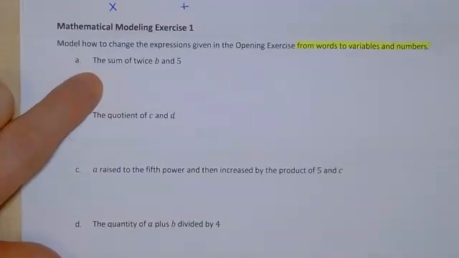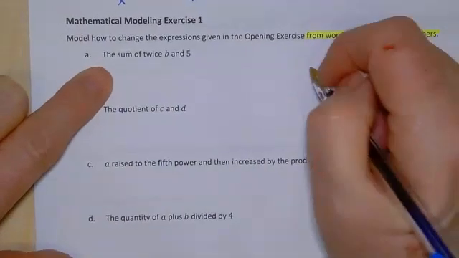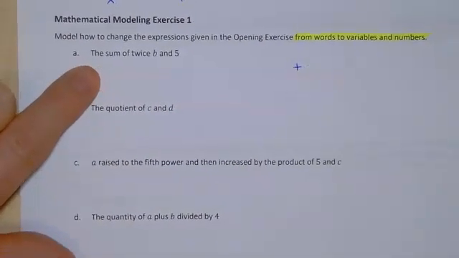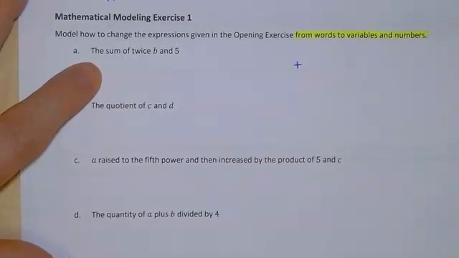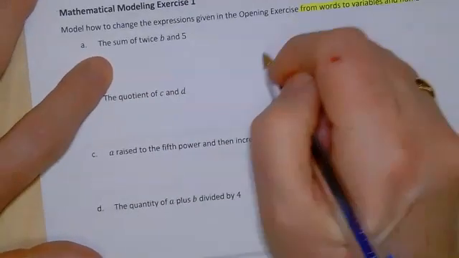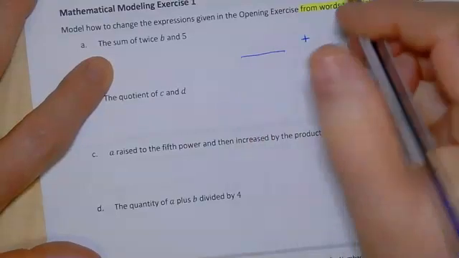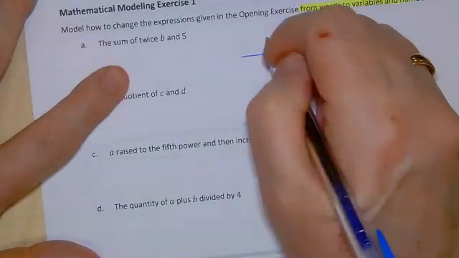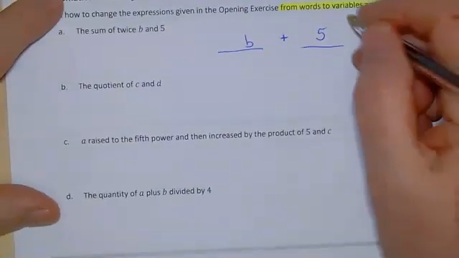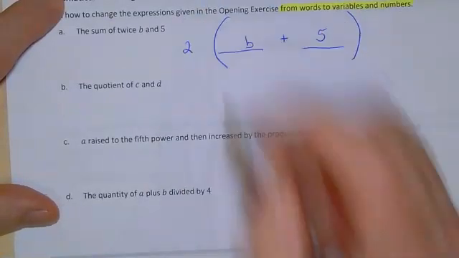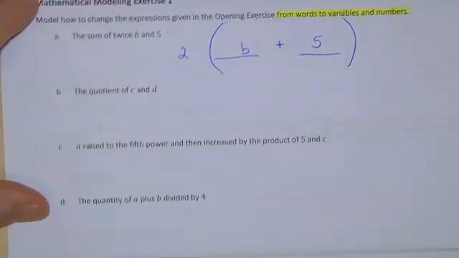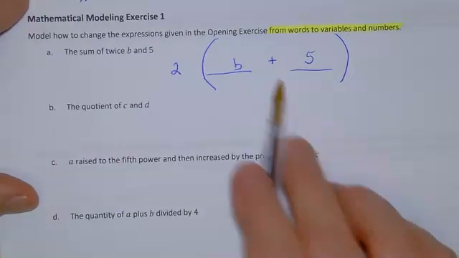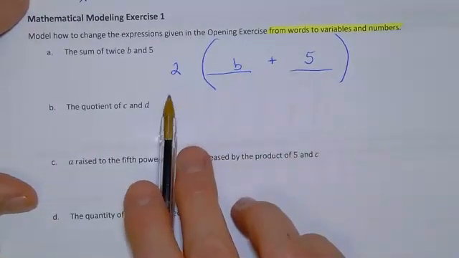So the sum of means I'm going to add something. Twice B and 5. Twice means times 2. So I'm going to put 1 here. There's B and 5 times 2. The sum of twice B and 5.